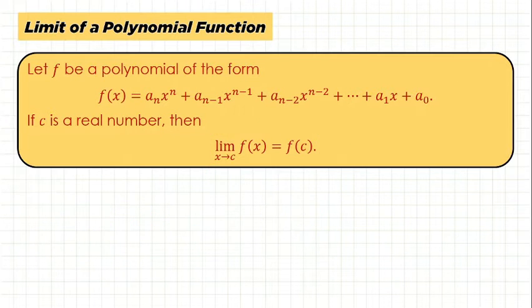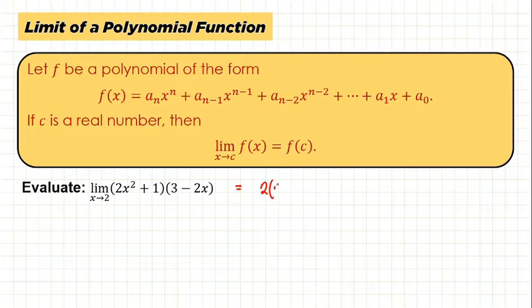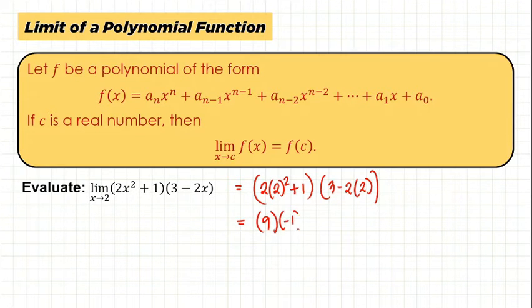Okay, another example. How about this one? The limit of (2x squared plus 1) times (3 minus 2x) as x approaches 2. Pwede nyo itong i-expand muna or you can just do direct substitution. So we will have 2 times 2 squared plus 1 multiplied by 3 minus 2 times 2, right? And what will happen? This is 2 times 4, so 8 plus 1, we have 9. Times 3 minus 4, you have negative 1. So, the final answer is negative 9.